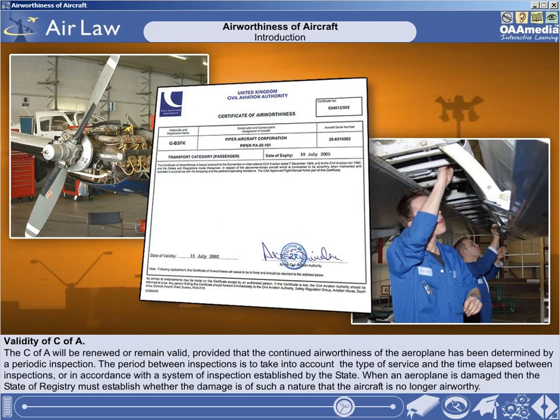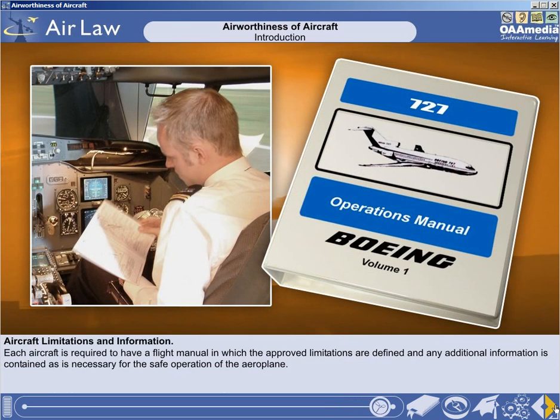When an aeroplane is damaged, then the State of Registry must establish whether the damage is of such a nature that the aircraft is no longer airworthy. Each aircraft is required to have a flight manual, in which the approved limitations are defined, and any additional information is contained as is necessary for the safe operation of the aeroplane.